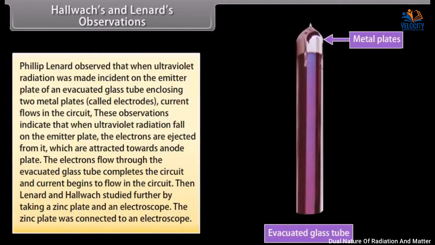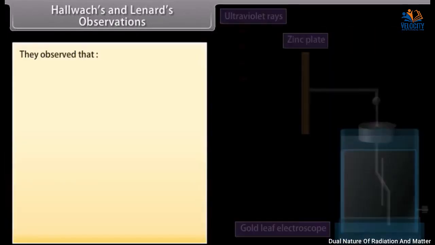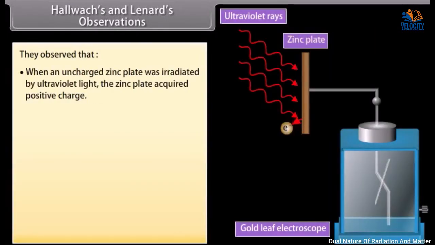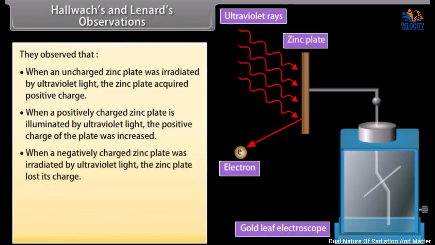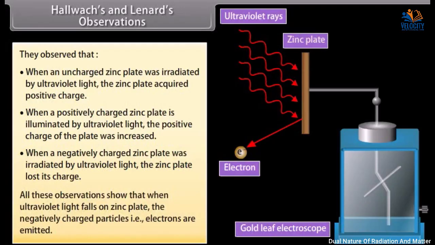Then Lenard and Hallwachs studied further by taking a zinc plate and an electroscope. The zinc plate was connected to an electroscope. They observed that when an uncharged zinc plate was irradiated by ultraviolet light, the zinc plate acquired positive charge. When a positively charged zinc plate is illuminated by ultraviolet light, the positive charge of the plate increased. When a negatively charged zinc plate was irradiated by ultraviolet light, the zinc plate lost its charge. All these observations show that when ultraviolet light falls on the zinc plate, the negatively charged particles, that is, electrons, are emitted.